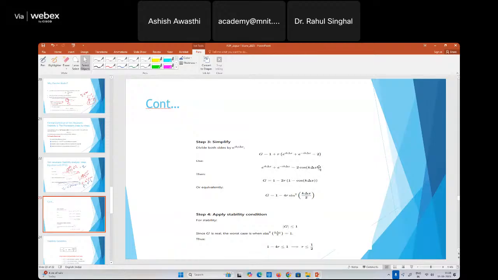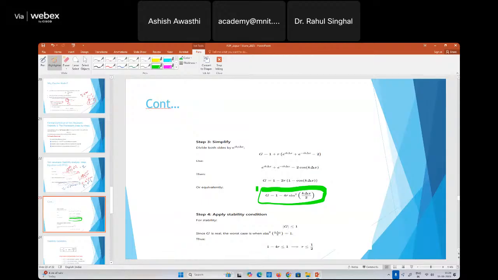I think this is a simple trigonometric form. And then g becomes 1 minus 2r times 1 minus cos k delta x. Now if you again use a trigonometric formula, like cos 2 theta in terms of sin theta by 2, then you will get this. I think this is a very simple one. It is just normal mathematics.